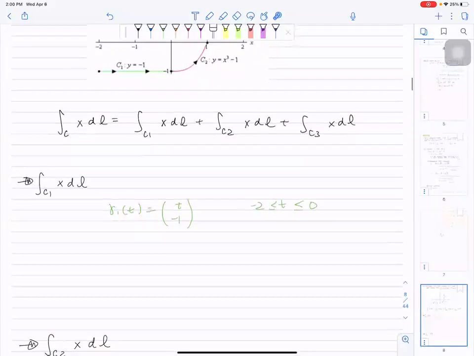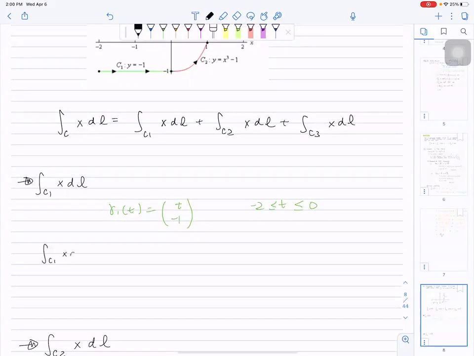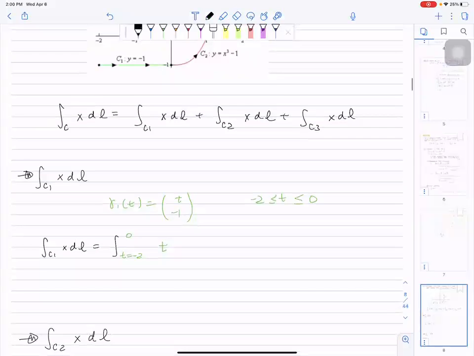When we do the integral, we're going to do the integral over C1 of x dl. That's going to be the integral from t equals -2 to 0. This x, think of this as our function. We want to plug our parameterization into our integrand. So what is x here? It's t. So I'm going to replace x with t. And what is dl? That's the magnitude of the derivative of our parameterization, dt.